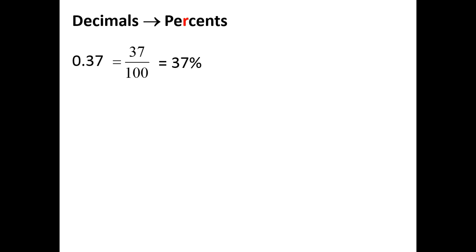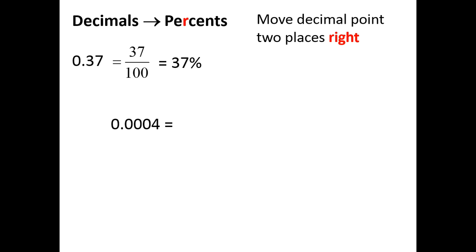If we just take the decimal value 0.37 and move that decimal point 2 places to the right, we get 37%. So to change a decimal to a percent, we can move the decimal point 2 places to the right. So if we start with this very small decimal number, 4/10,000ths, how do we write it as a percent? Well, we can just move the decimal point 2 places to the right, and we get 0.04%, 4/100ths of a percent, that's equivalent to the decimal number 4/10,000ths.